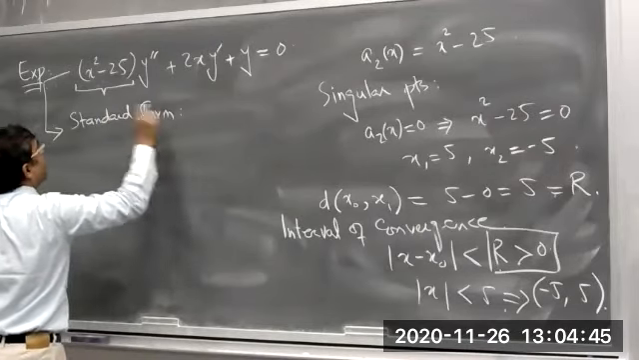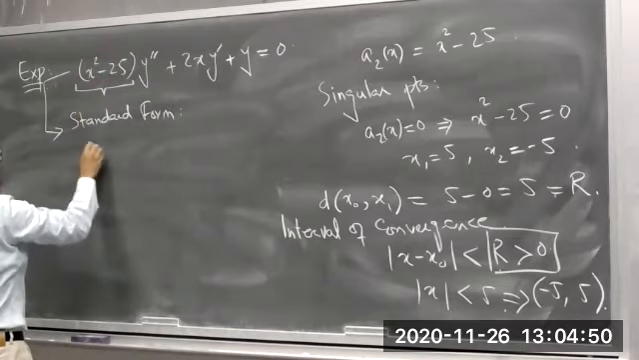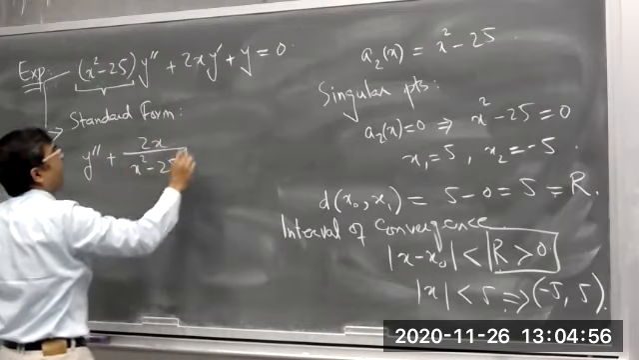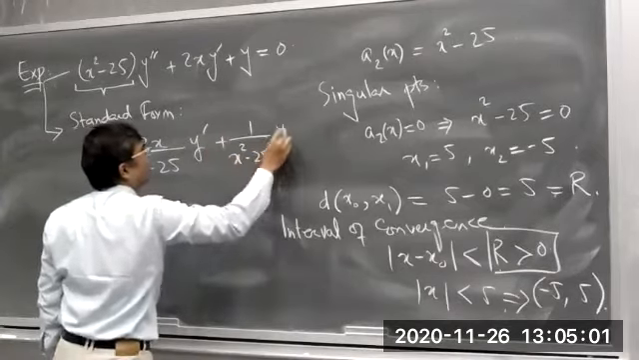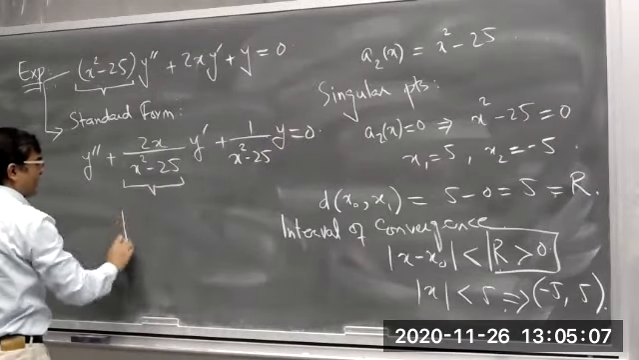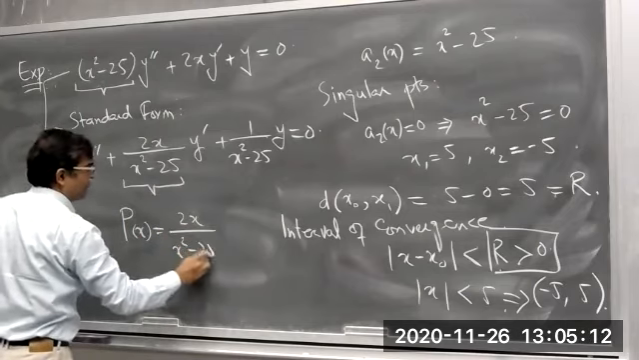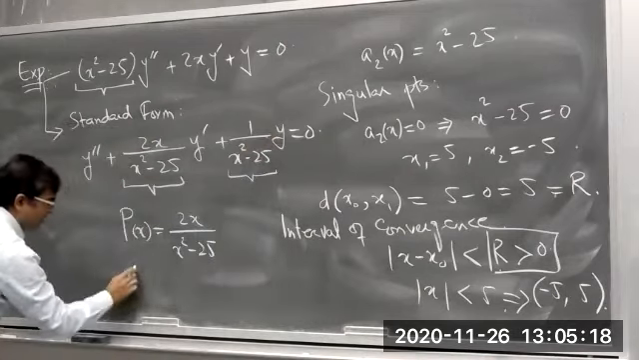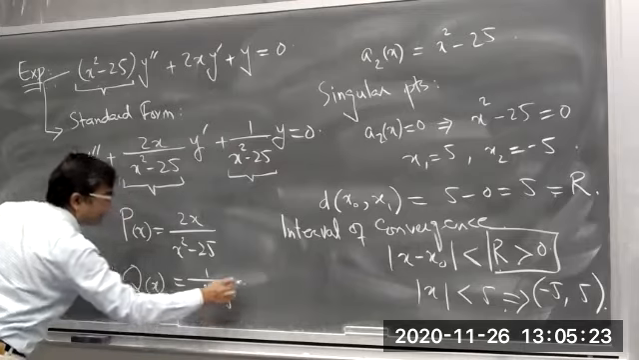So what is the standard form of this differential equation? We divide by the coefficient of y double dash throughout on both sides to obtain y double dash plus 2x divided by x square minus 25, y dash plus 1 over x square minus 25, y equal to 0. Now, this is your capital P of x, and the second one, which is the coefficient of y, we call it Q of x, and it is 1 over x square minus 25.